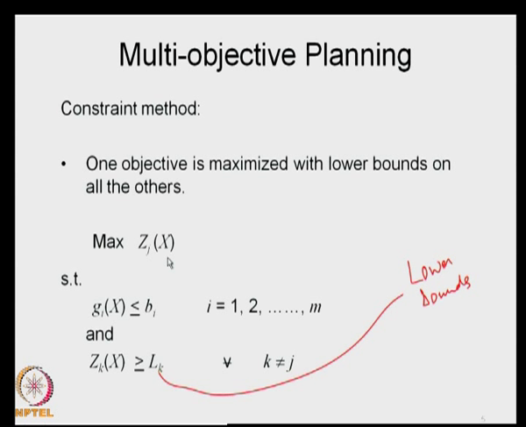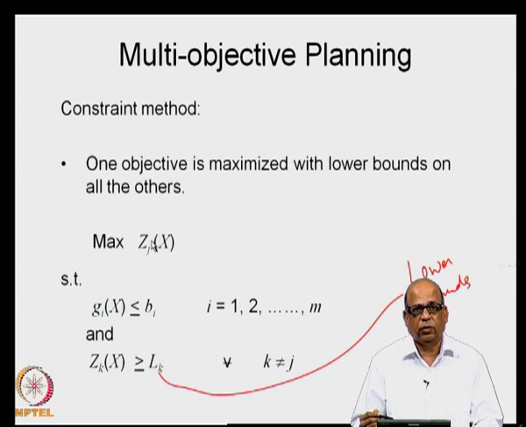So, if you have two objective functions, let us say drinking water and irrigation, I may say that you maximize the drinking water objective function subject to the irrigation objective function meeting at least a particular level in terms of crop yield or in terms of the economic returns and so on. So, like this we set lower limits on other objective functions k not equal to j, and we maximize one of the objective functions. This is the constraint method.